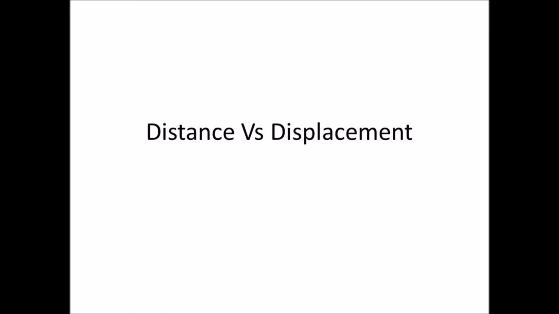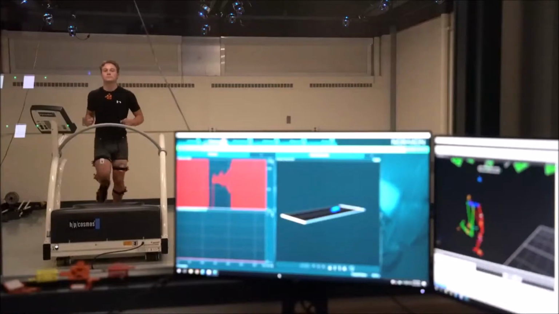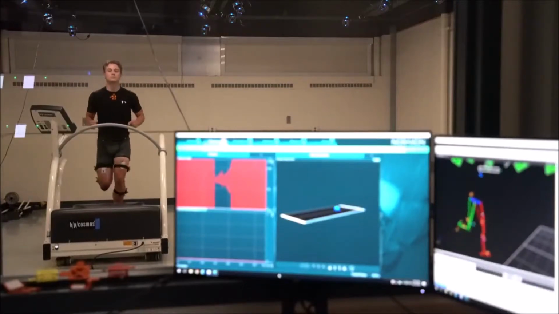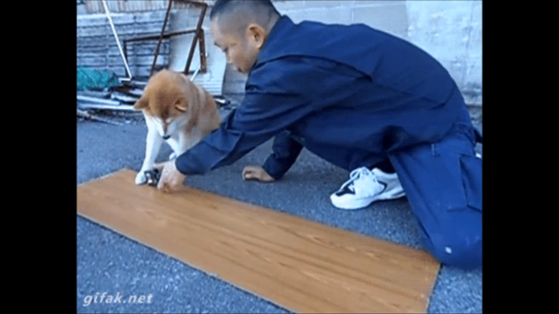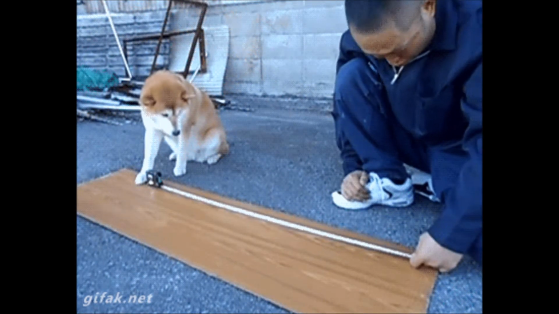What does someone mean when they say displacement? It's the same as distance. What makes it different from distance? Today we'll be exploring this biomechanics concept. Everyone knows that distance is a measurement of how far an object has traveled. But what about displacement? First we will define distance and displacement.